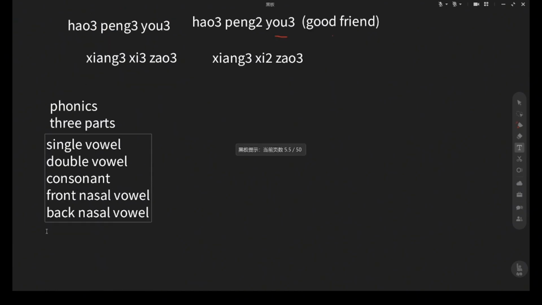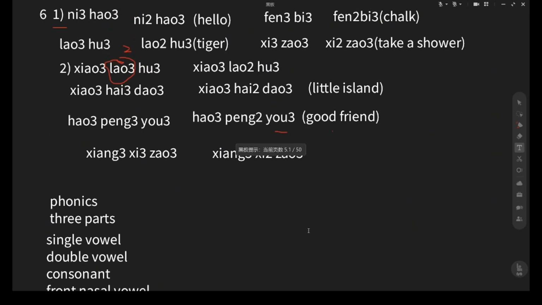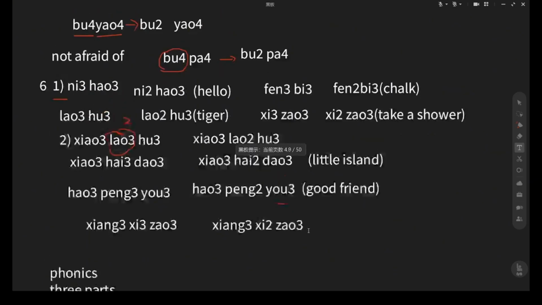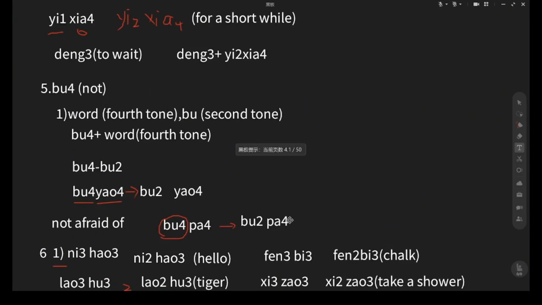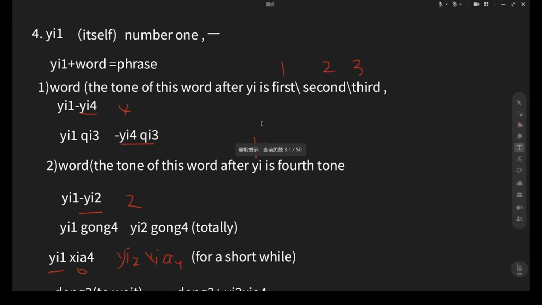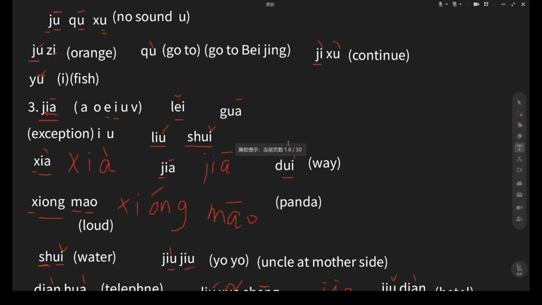Now, next part, we learn the 6 rules of Pinyin, right? So that's all for the pinyin part, okay? So you should try to practice more and become familiar with these 6 rules of pinyin. They help you to pronounce the correct pinyin, okay?